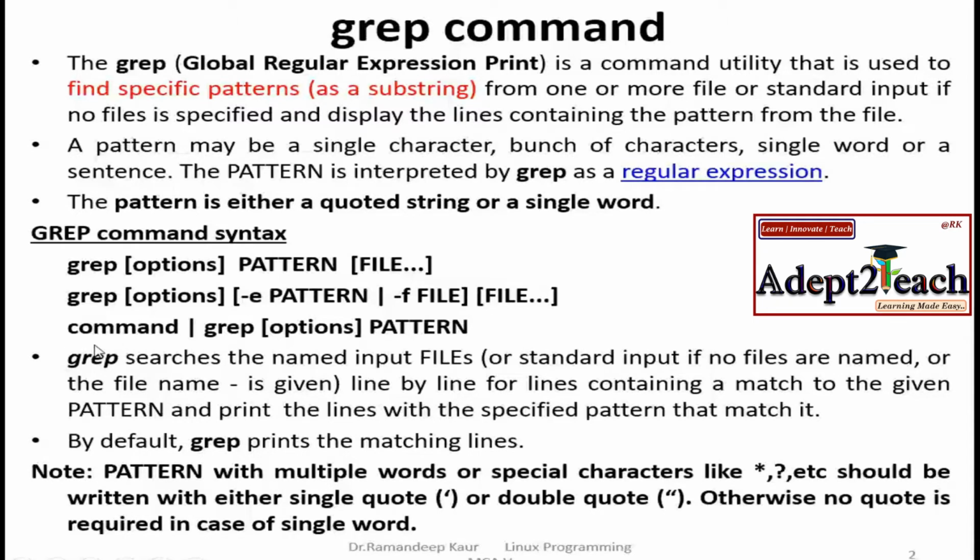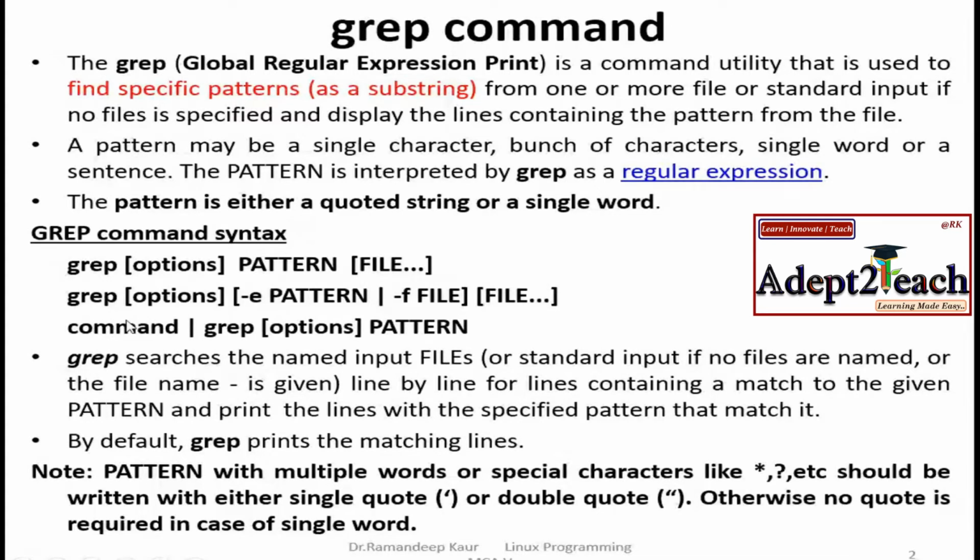The third syntax is when we are already running some command, and on that command we would like to search for some patterns. Here you can use the command, then a pipe operator, after that grep, a number of options, followed by a pattern. So whatever pattern you write in the third syntax will be searched in the output of the command that we execute prior to grep.